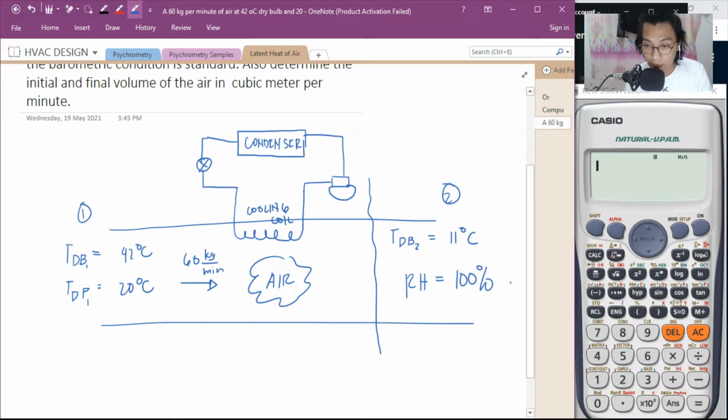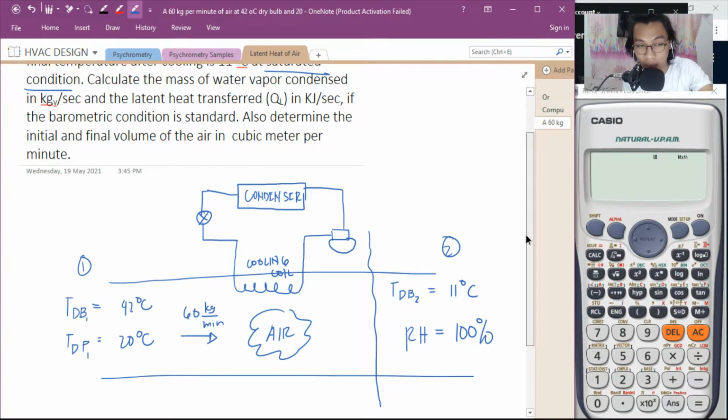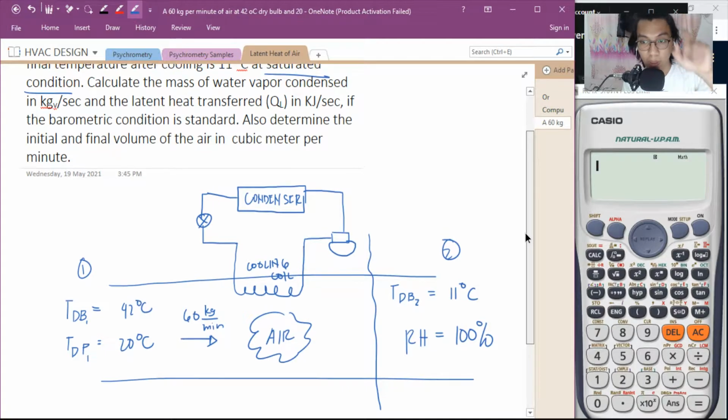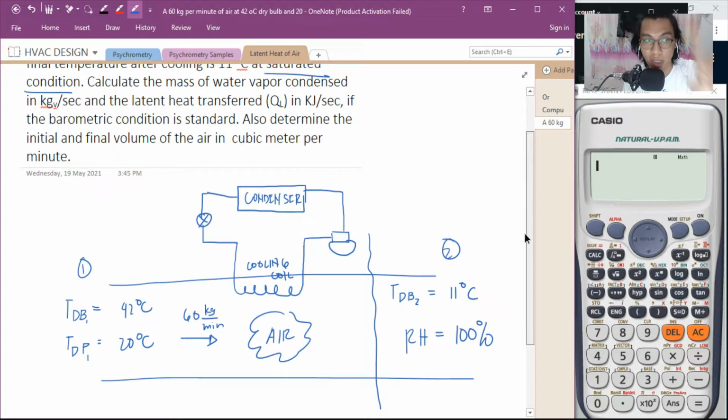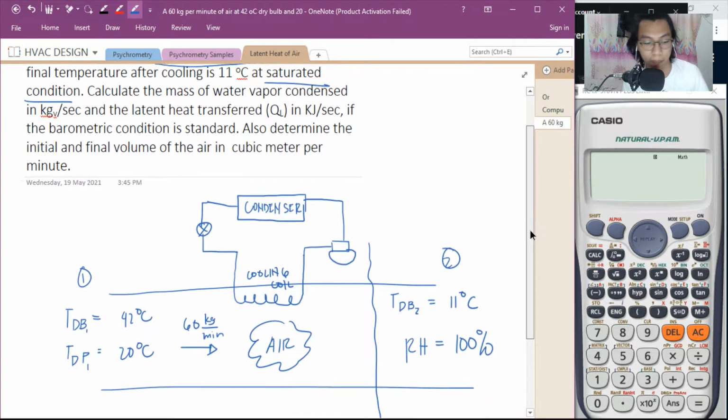Any other way, hindi sinabi sa iyo that is not saturated. Hindi mo pwedeng assume na saturated siya, unless magbigay pa ng isang condition, kung wet bulb or dew point pa rin. Pero commonly, kapag hindi na sinabi, as is sinasabi parati dyan na saturated na after passing the coil.